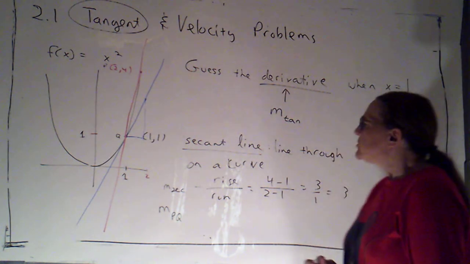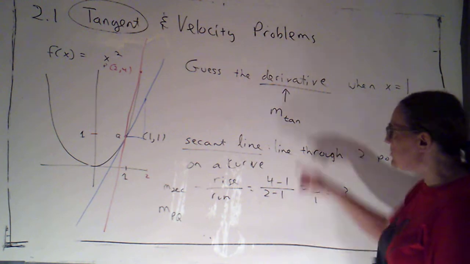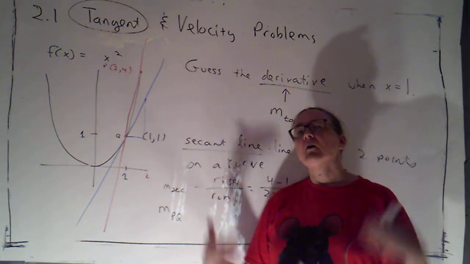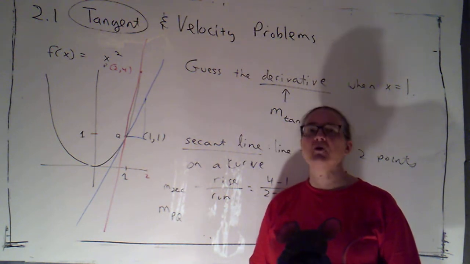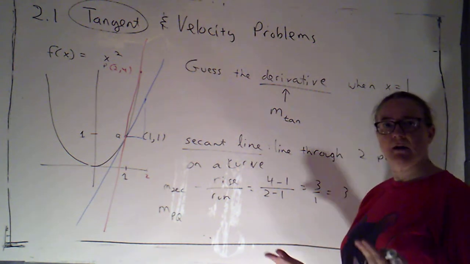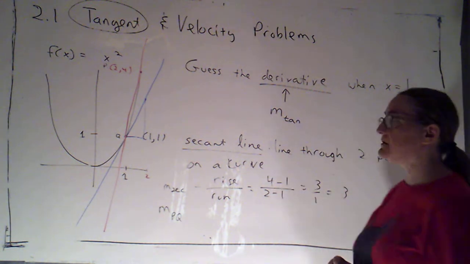Okay. So what we can do is, because we can't use rise over run for the tangent line because we don't have 2 points, we can approximate the slope of the tangent line with secant lines, because with secant lines I will have 2 points. That's how the line is defined.